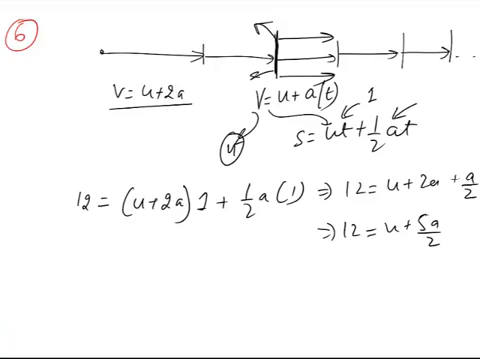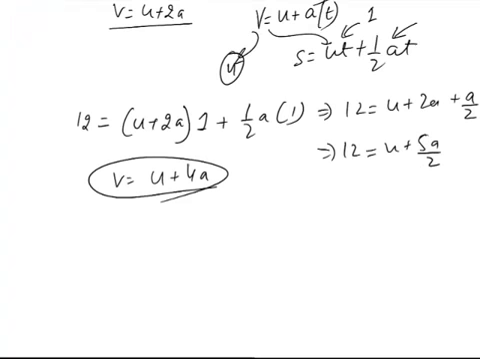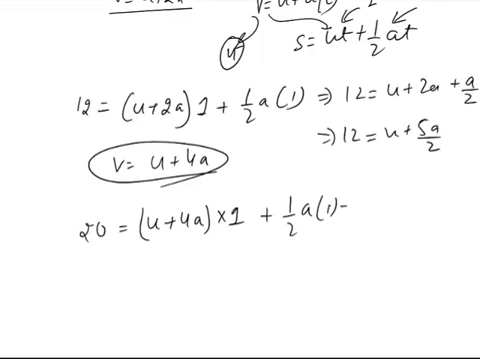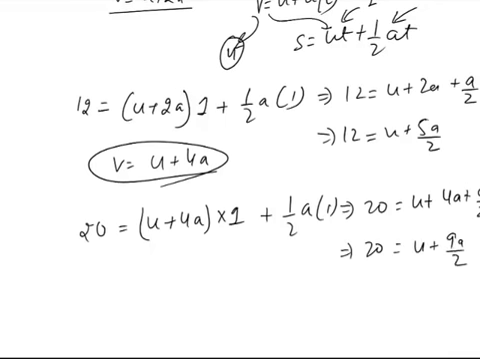Let's apply the same thing for the other case. It moves 20 meters in the fifth second, that is, after 4 seconds its velocity would be u plus 4a, that would become its initial velocity. So 20 equals u plus 4a into t, that is again 1 second for the fifth second, plus the same half into a into t square, that is 1. So this comes out to be 20 equals u plus 4a plus again a by 2. So 20 equals u plus 9a over 2. So you can find both u and a from these two equations.